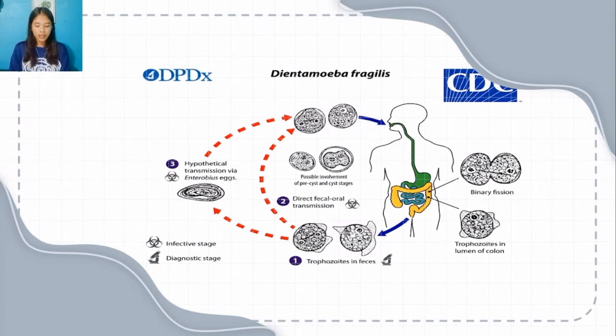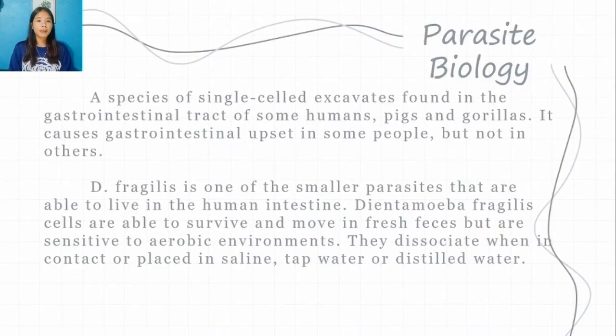Trophozoites are found in the lumen of the large intestines where they multiply via binary fission and are shed in the stool. Parasite biology. A species of single-celled excavates found in the gastrointestinal tract of some humans, pigs, and gorillas. It causes gastrointestinal upset in some people, but not in others. D. fragilis is one of the smaller parasites that are able to live in the human intestine.